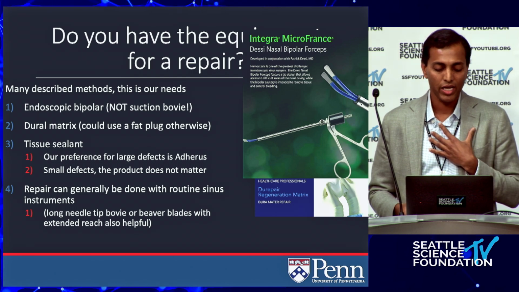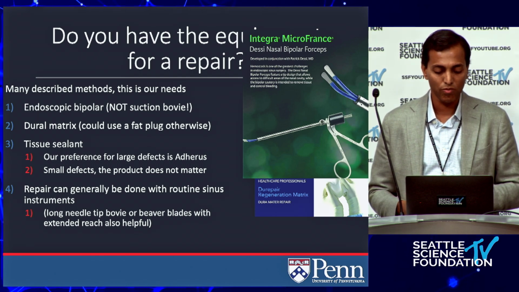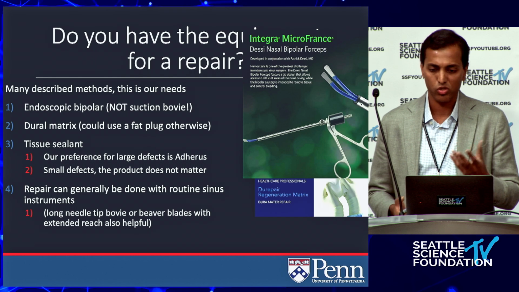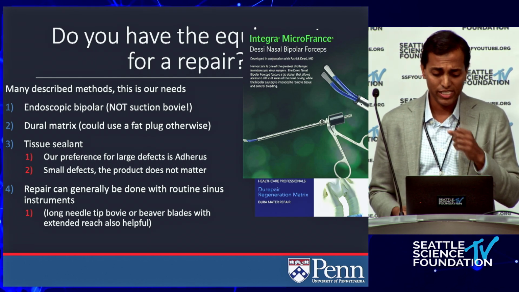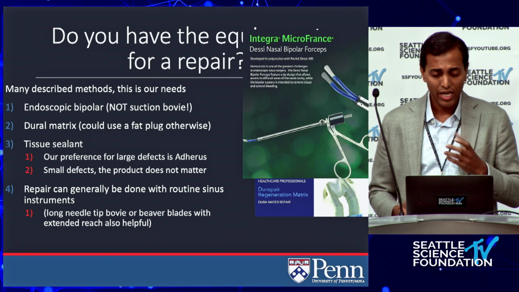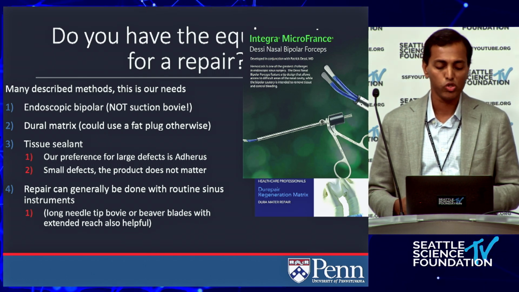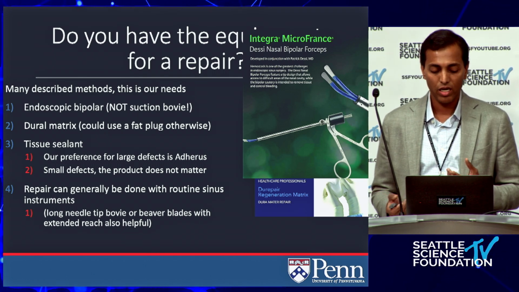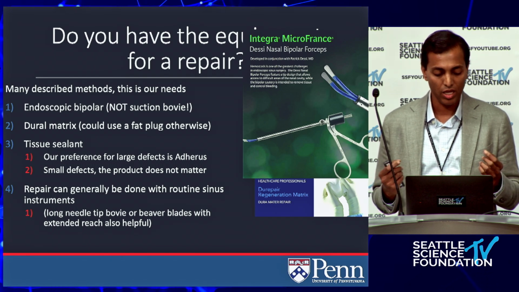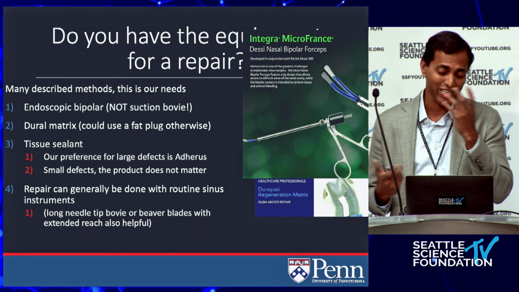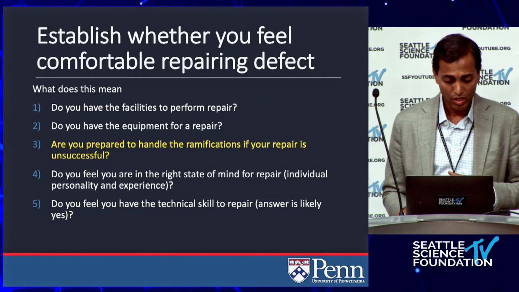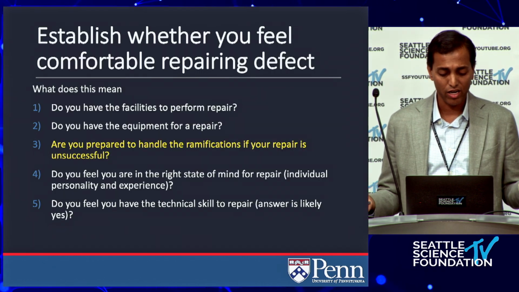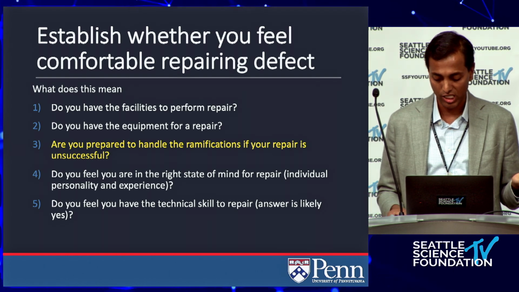And then I like tissue sealants. So large defects, I use Adherus, which is a Stryker product. Small defects, I don't think it matters at all. Tissue glue is what I typically use. And then in general, repairs can be done with routine sinus instruments. I think long needle tip Bovies help a lot given the extended reach, but in general, any sinus instrument can be used. Okay, so then the next question, are you prepared to handle the ramifications if your repair is unsuccessful?